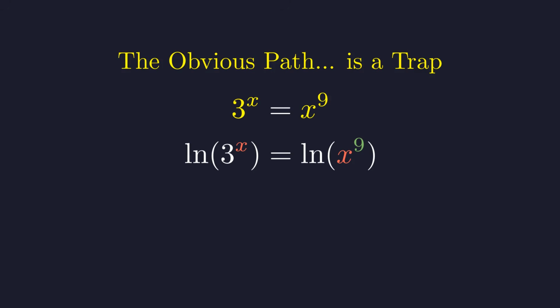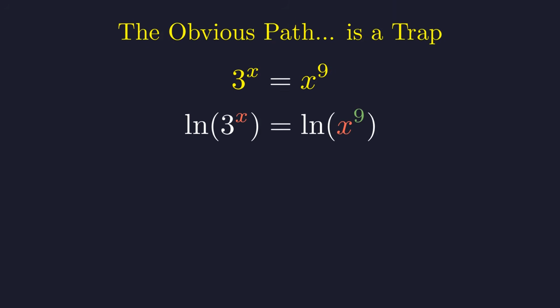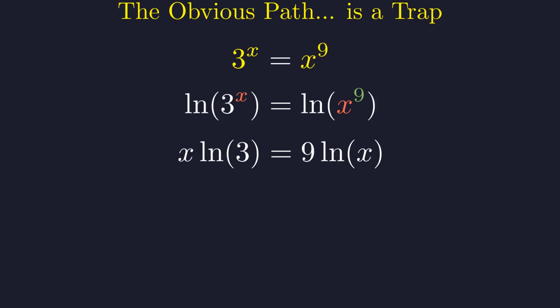Using the power rule of logarithms, these exponents can now become coefficients. We get x times the natural log of 3 equals 9 times the natural log of x. We can rearrange this as natural log of x divided by x equals natural log of 3 divided by 9.